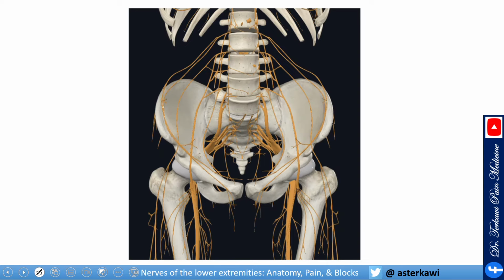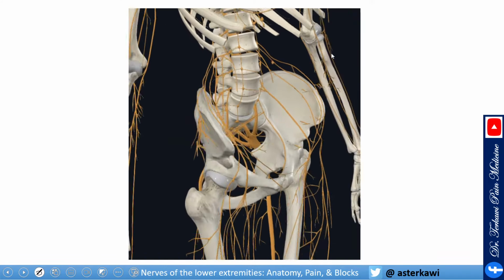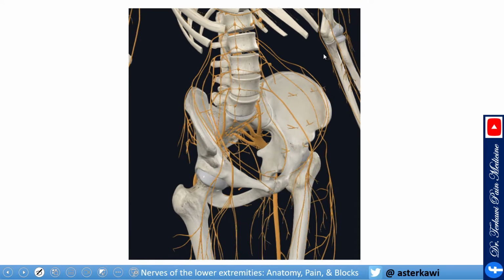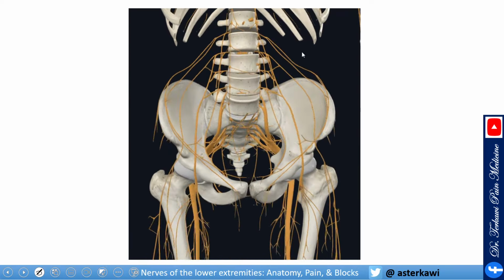So a couple of concepts here I want you to keep in mind when you think about the lumbar and sacral plexus. Here, if you see the lumbar plexus, the nerves come from the spinal nerve roots, and they go with the abdominal wall, and they go inside.